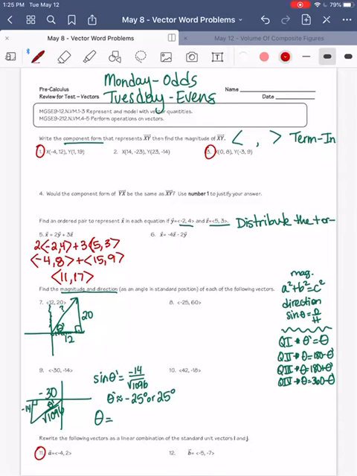I didn't misread these, I just didn't read it completely. So numbers 1 and 3 actually asked for the component form and the magnitude. I didn't put that in the form, but we'll talk about it right now. Okay, so let's first talk about component form.